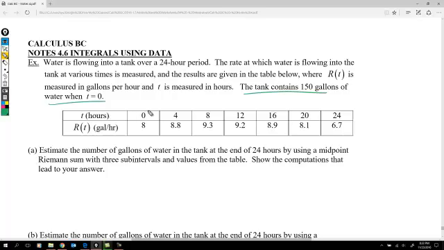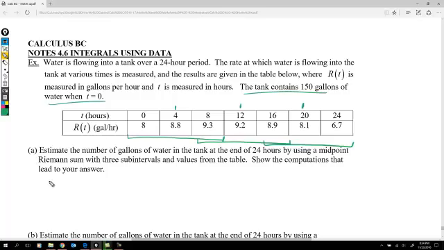Okay, so the first thing they want me to do is use a midpoint Riemann sum with 3 subintervals to estimate the amount of water I have. All right, so I see that if I split this up into 3 intervals, I have a midpoint for each interval. I'm going to use 4, 12, and 20, every other one.